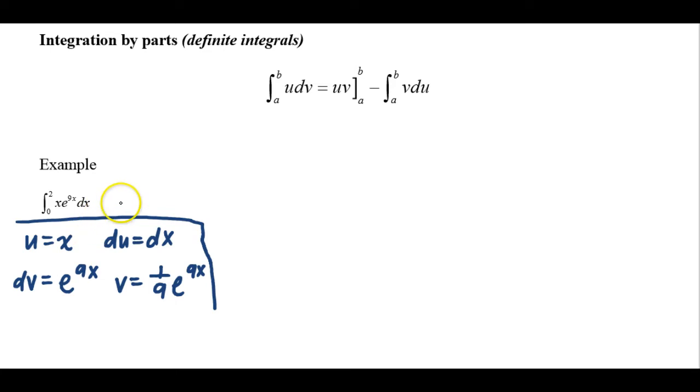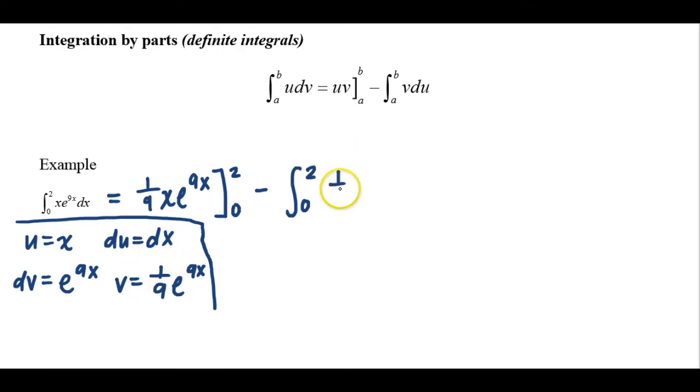as indefinite integrals. And so now when we go ahead and apply the formula, we're going to just make sure to include the limits of integration from 0 to 2. So we're going to have u times v, so x times 1 over 9 e to the 9x. So I'm going to write that as 1/9 x e to the 9x. This is going to have to be evaluated from 0 to 2. Minus the integral from 0 to 2 of v du. So v du is 1/9 e to the 9x dx.